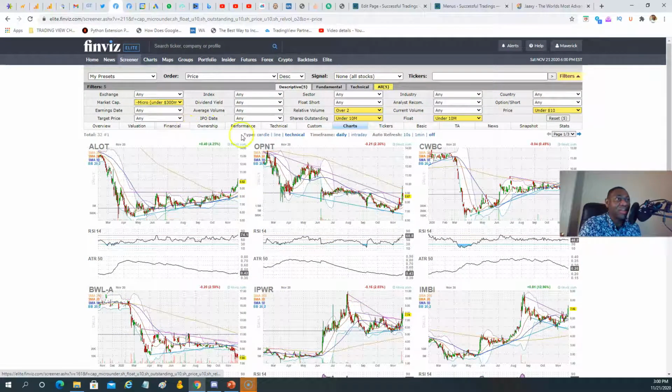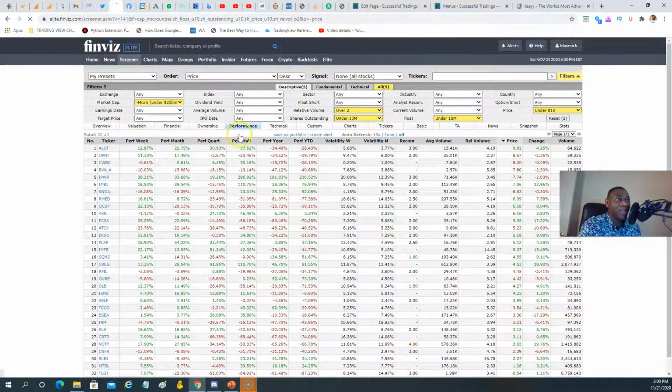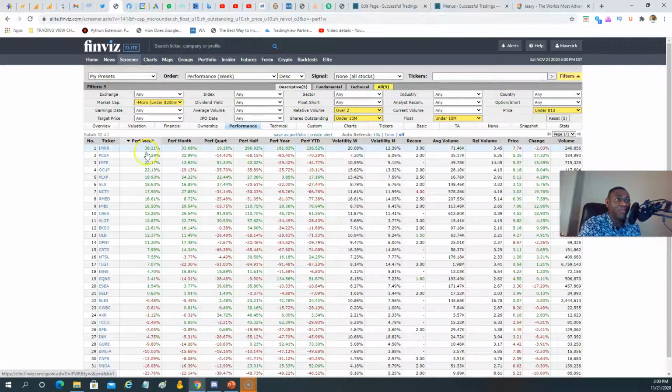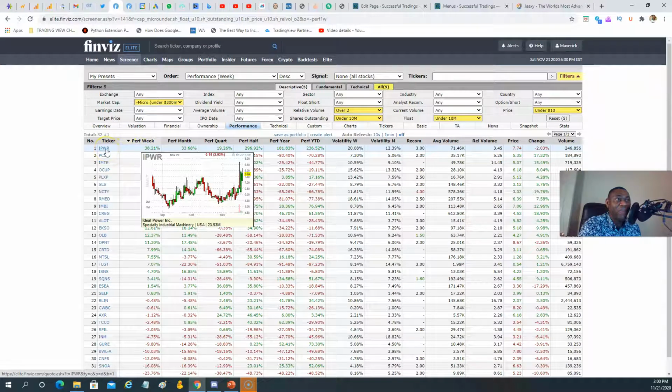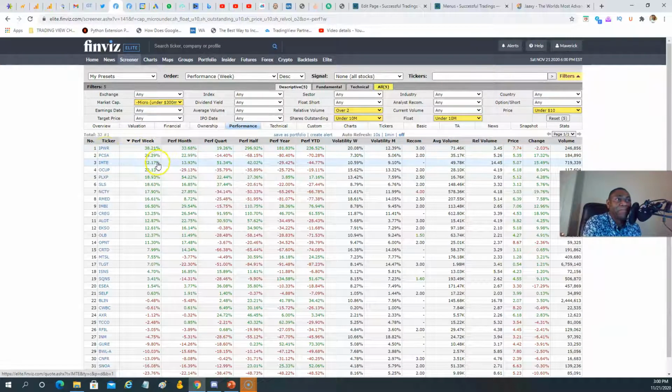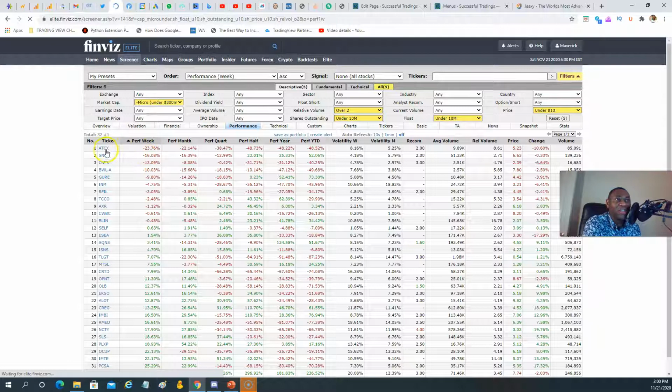Now the other thing that you can do, we like to maybe look at it from a performance. Yeah. So to say, okay, show me the hottest one maybe over last week. Yeah, we can do that. So over the past week, the hottest one, IPWR. Again, 38%. So these are the hottest one over the last week in this rank. The not so hot one over the last week, ATCX. Here you go. Just one click.